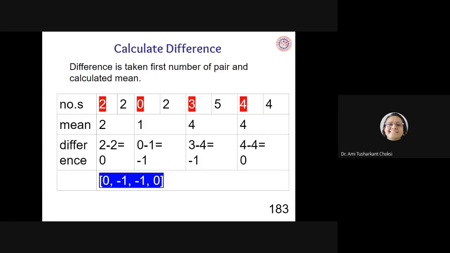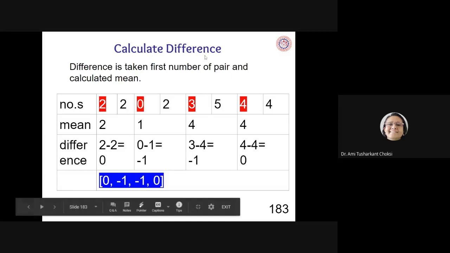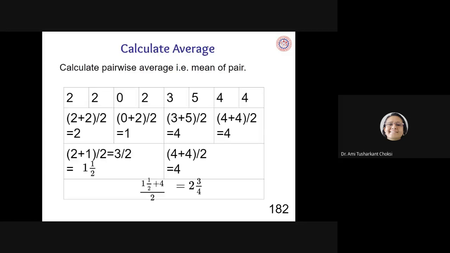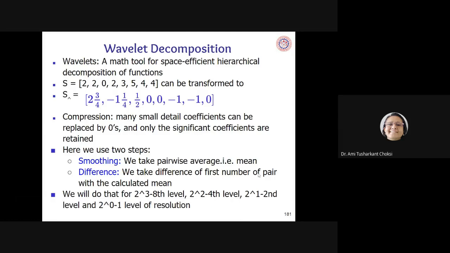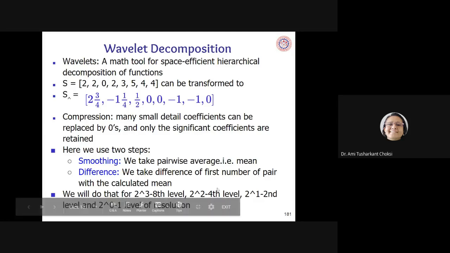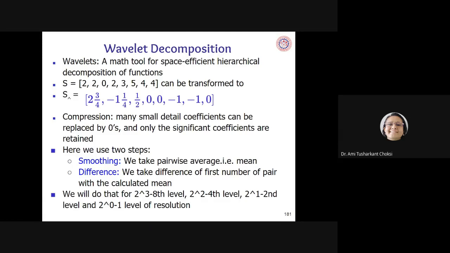Now calculate the difference. You may ask why average, why difference? Because we have two steps: smoothing and difference. Smoothing is the pairwise average, and for difference we have to take the difference of the first number of the pair with the calculated mean. Fine. Let's do that now. Smoothing we have already done. Now we'll do the difference. Right? Okay, let's see that.